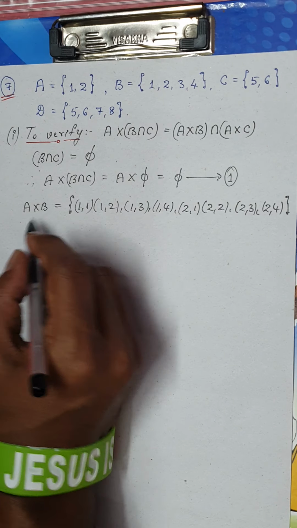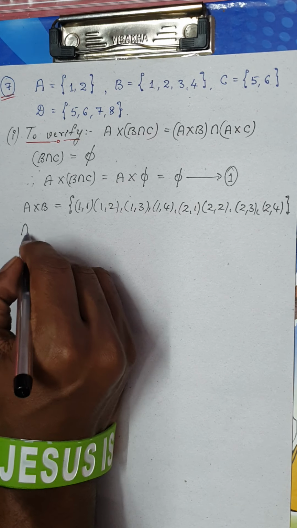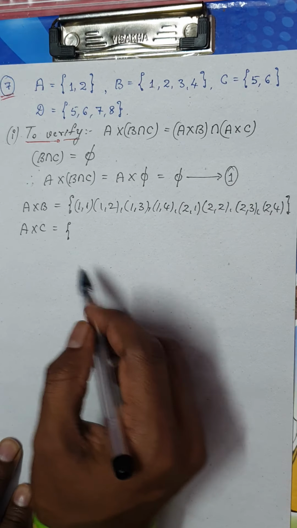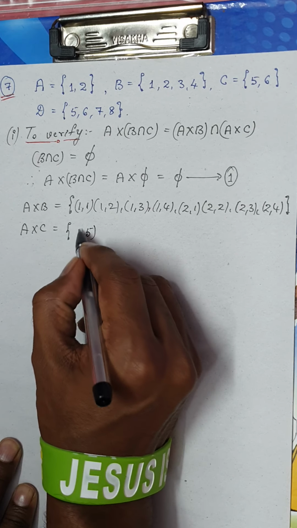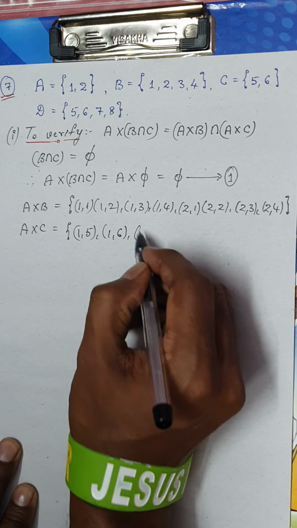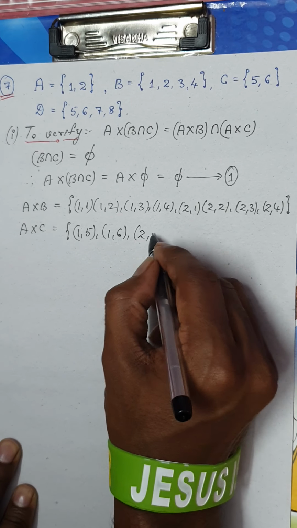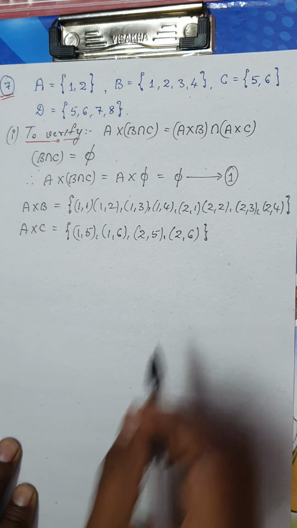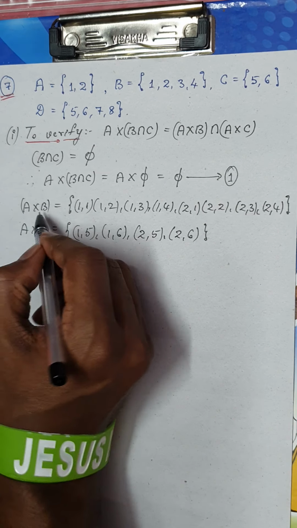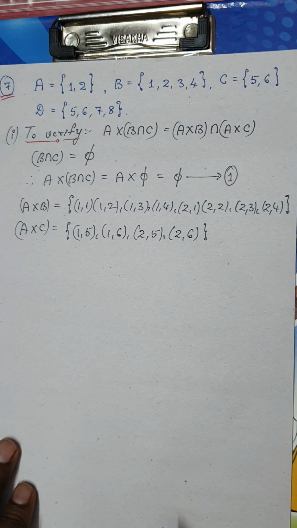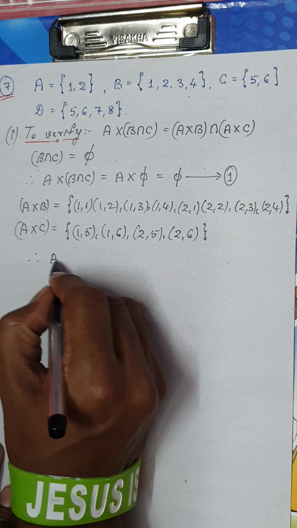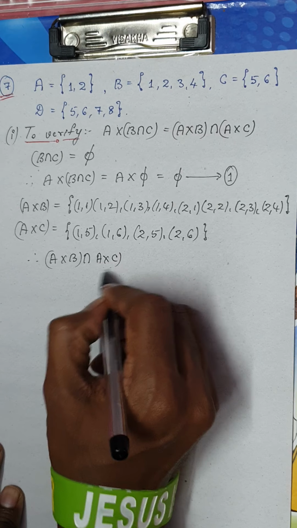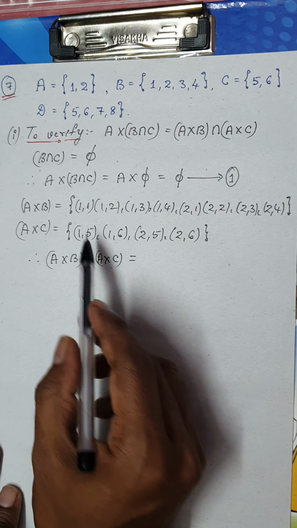Similarly, let me find A cross C. So A cross C is nothing but the Cartesian product of set A with set C. So let me start with 1 paired with 5 and 1 paired with 6. Similarly, 2 is paired with 5 and 2 is paired with 6. So this completes my required sets. So I have got A cross B and I have got A cross C. Therefore, what is (A cross B) intersection (A cross C)? Now if you find out, please check whether there are any common elements.